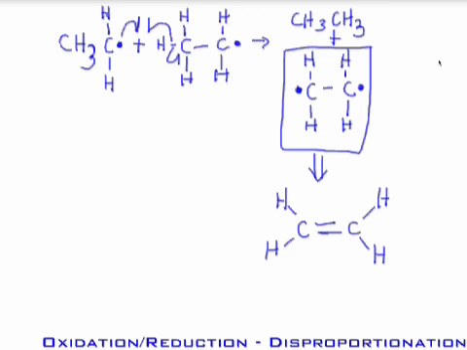Now disproportionation reduces one and oxidizes the other. By definition, the addition of hydrogen is reduction. To form ethane, I had to add hydrogen. To form ethene, I had to lose hydrogen. Ethene must be an oxidized version, whereas ethane is a more reduced molecule.